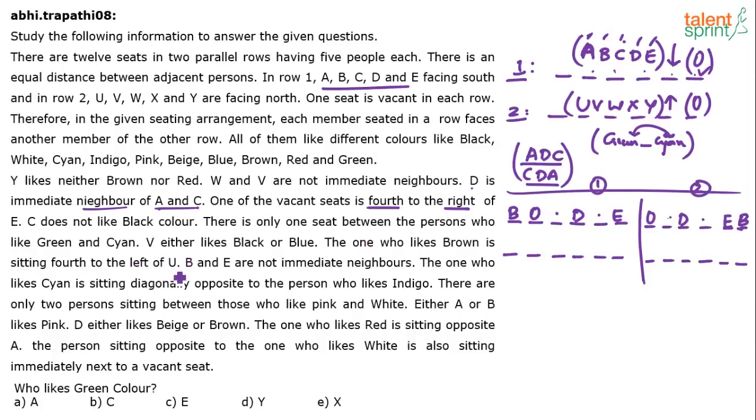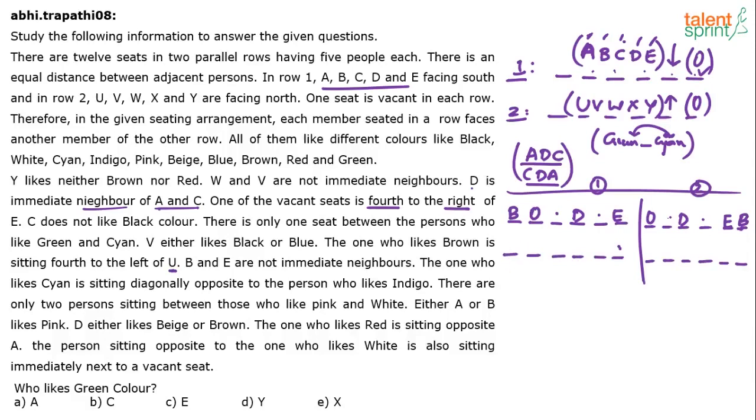See, remember, U is going to come in the bottom row. And see, bottom row people are facing north. So left should be taken towards our left. So brown is 4 to the left of you. Again, you can come here. If U comes here, 1st, 2nd, 3rd, 4th, brown will come here. Or if U comes here, 1st, 2nd, 3rd, 4th, brown will come here.